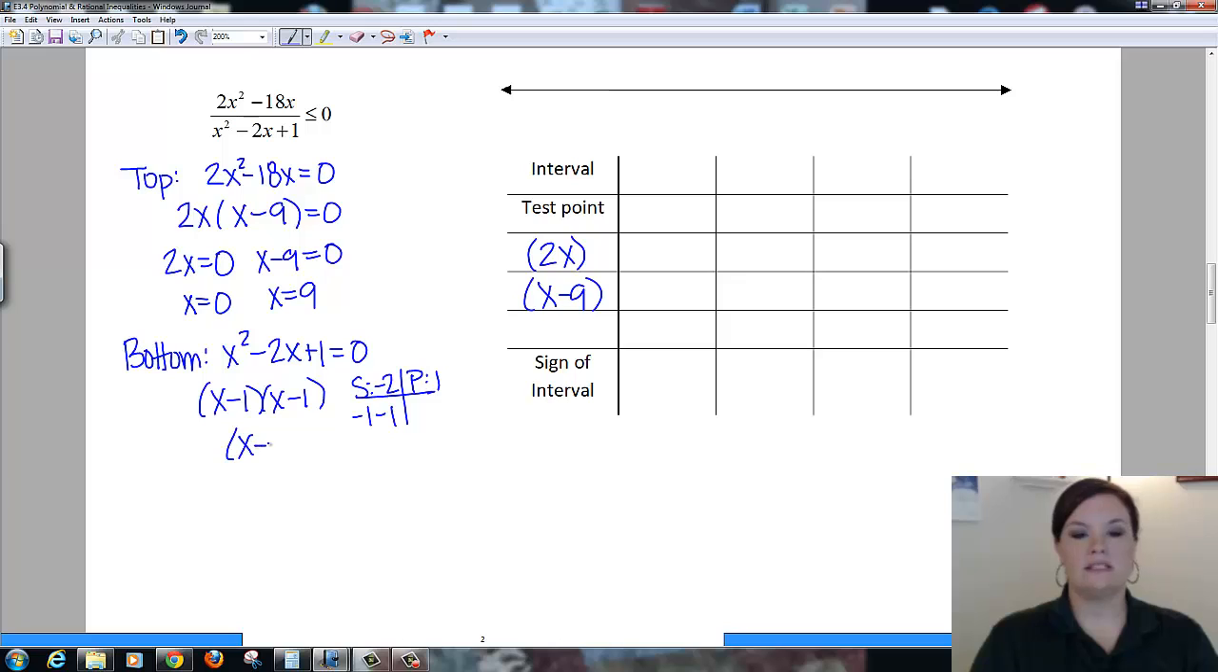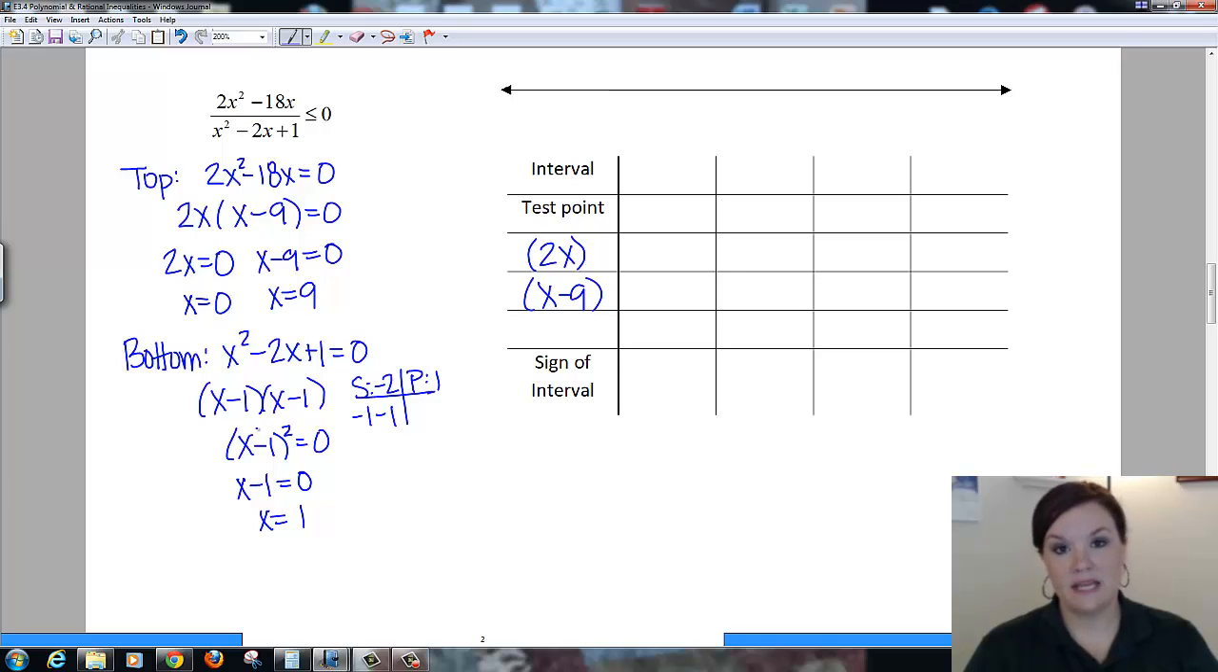Or we can write this as x minus 1 squared, right? And if I solve that, x minus 1 equals 0, then I end up with x equals positive 1. So that's my other 0. And I'm going to go ahead and write my factor here from the bottom. Now the bottom actually factored into x minus 1 times x minus 1. But I'm going to write that as x minus 1 squared. Because just like before, remember we have a squared quantity, no matter what we plug in, it will always come out positive. So it saves us a little bit of time.